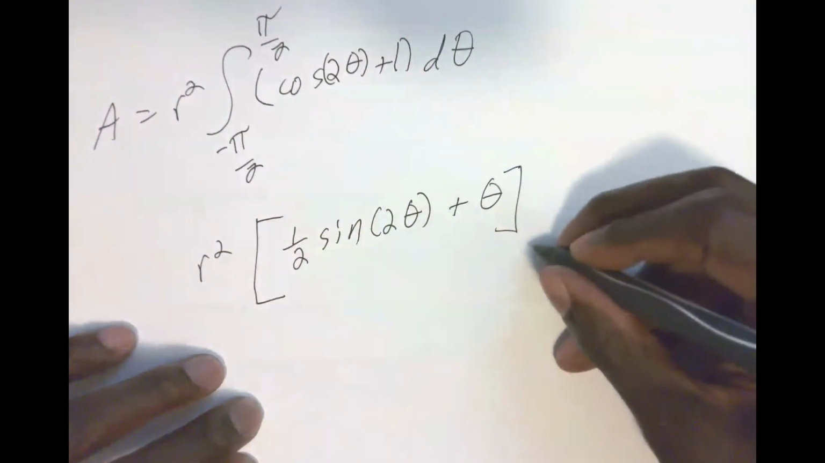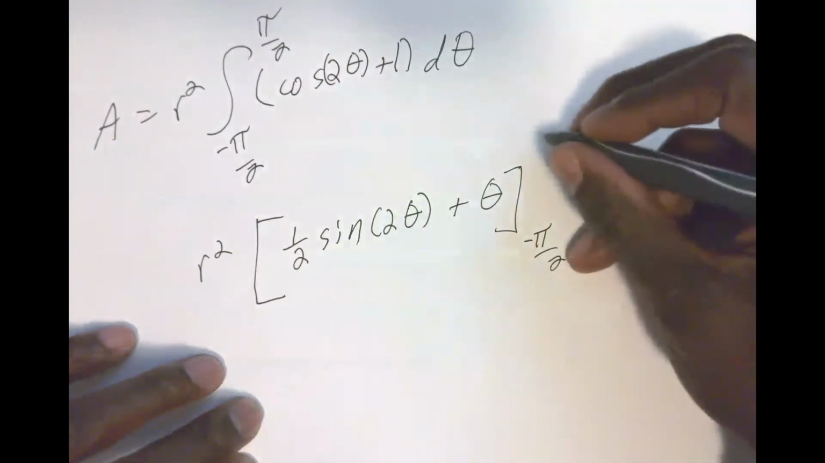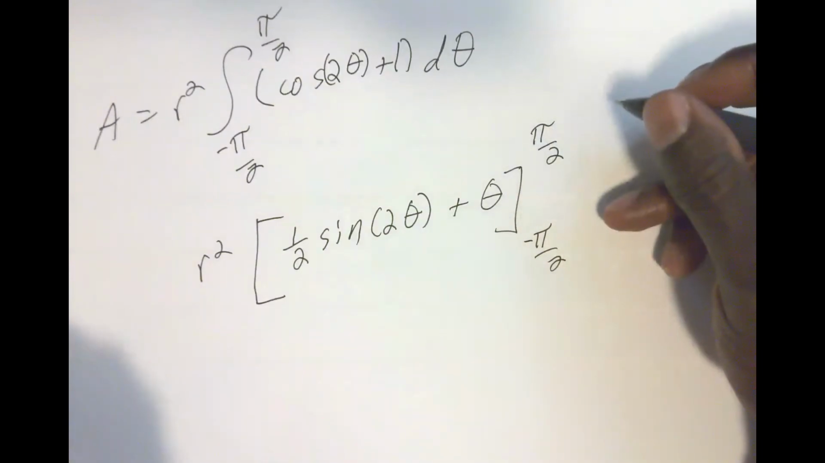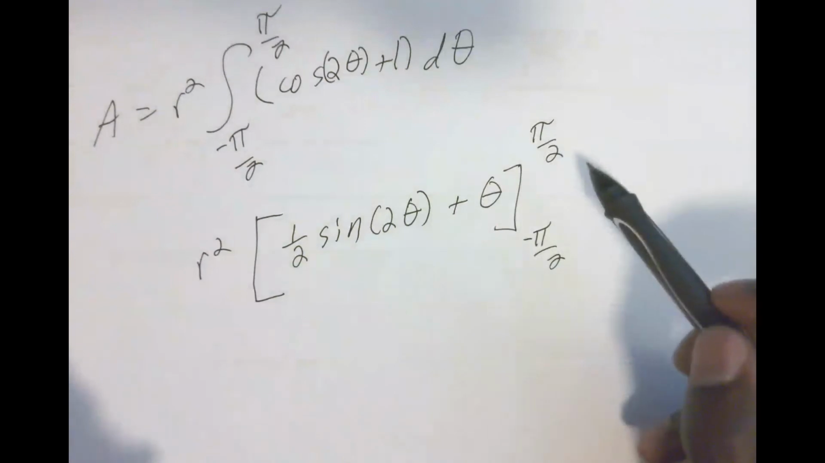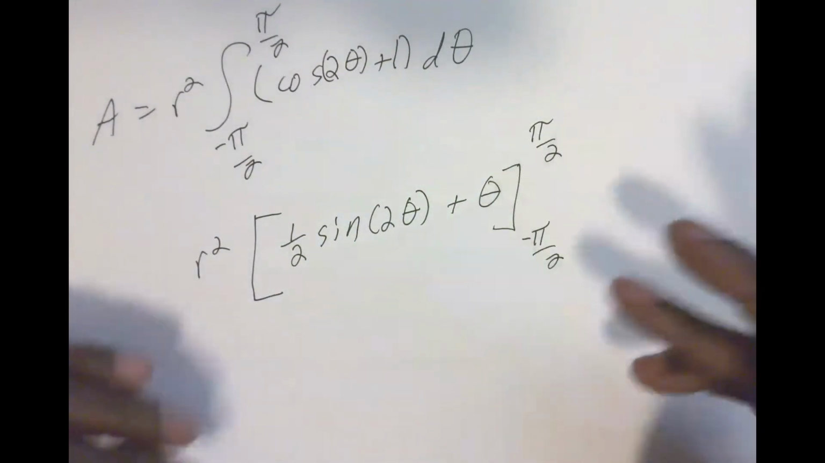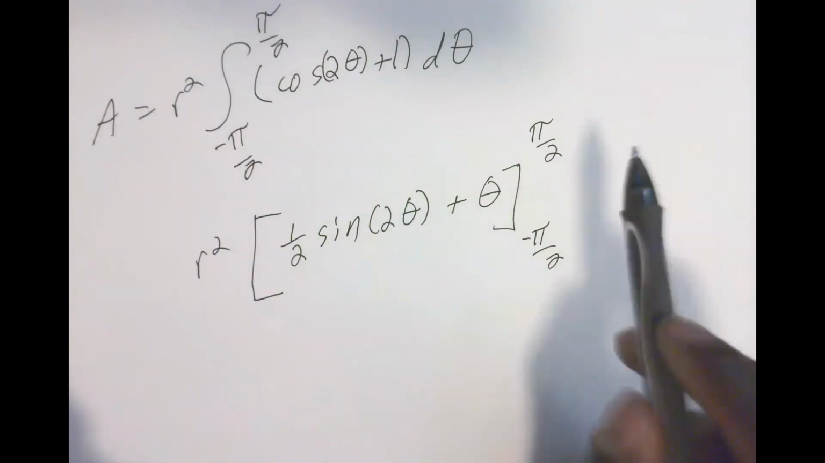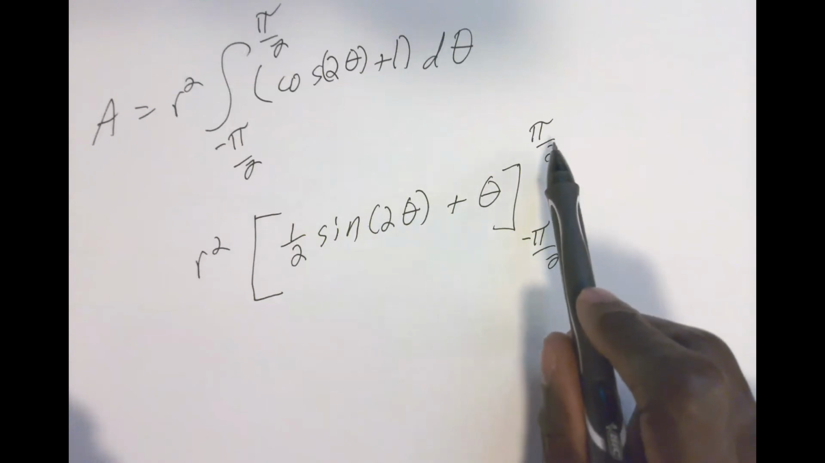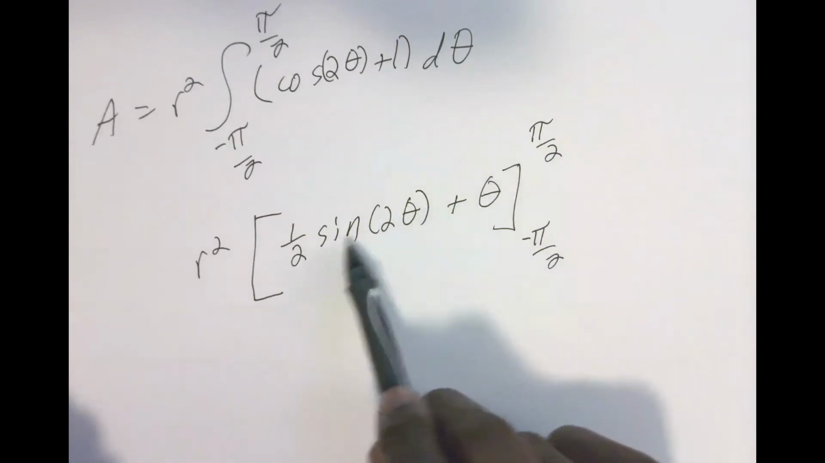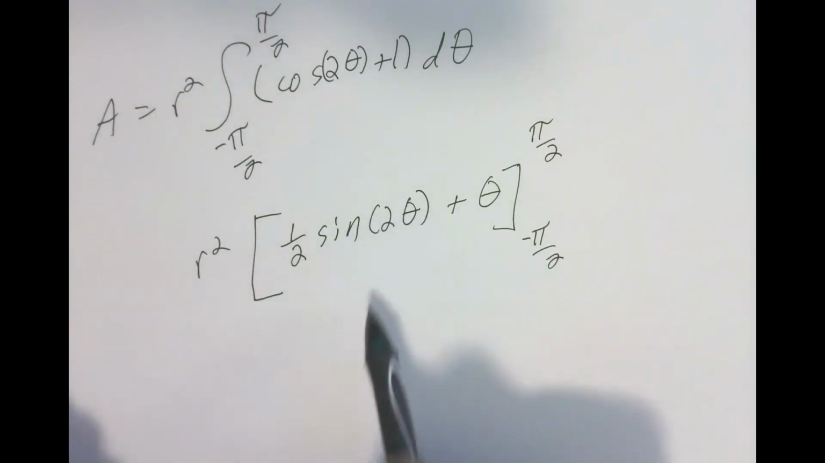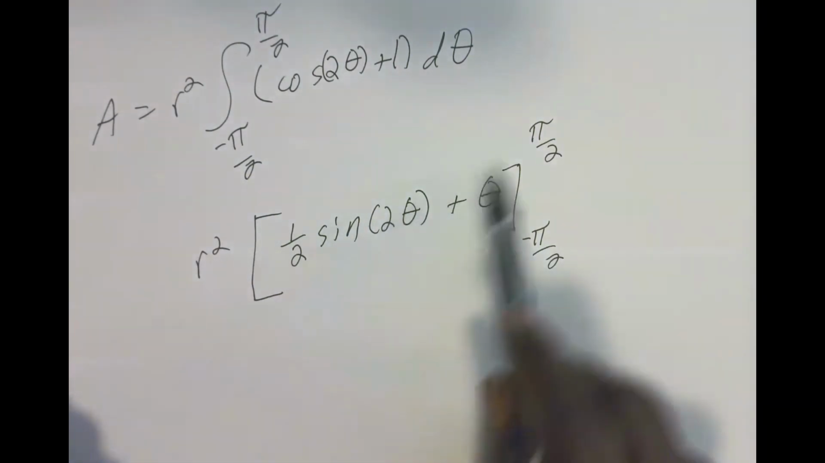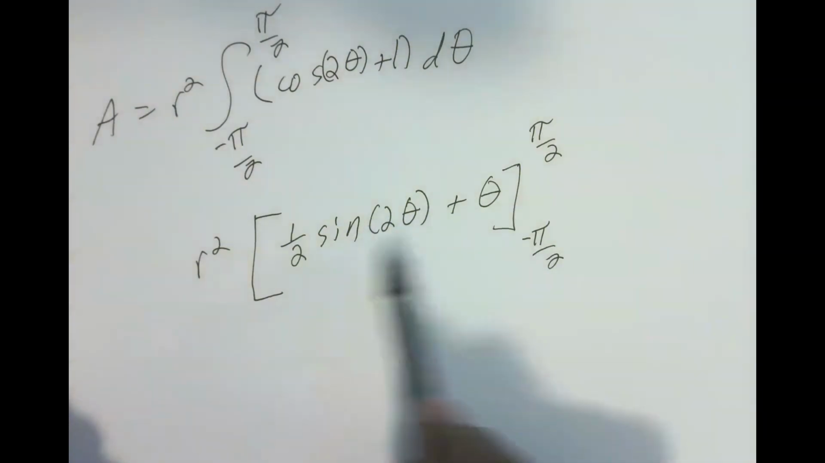And that's to be evaluated from negative pi over 2 to positive pi over 2. All right. Now, we're going to, of course, plug in pi over 2 and then plug in negative pi over 2 and take the difference. One thing to understand: when I plug in pi over 2 or negative pi over 2 into this expression, I'll be taking the sine of either pi or the sine of negative pi, since this pi over 2 or negative pi over 2 is multiplied by 2.